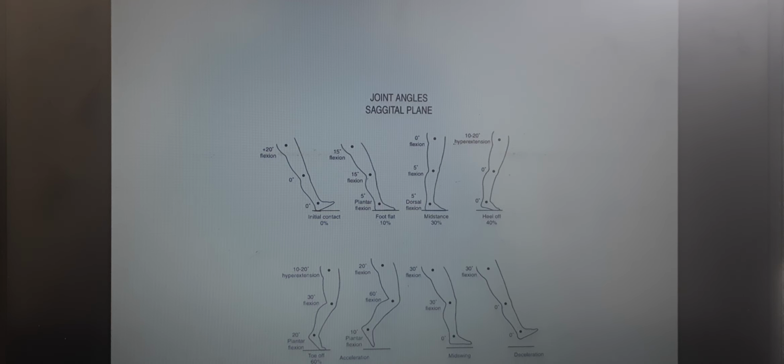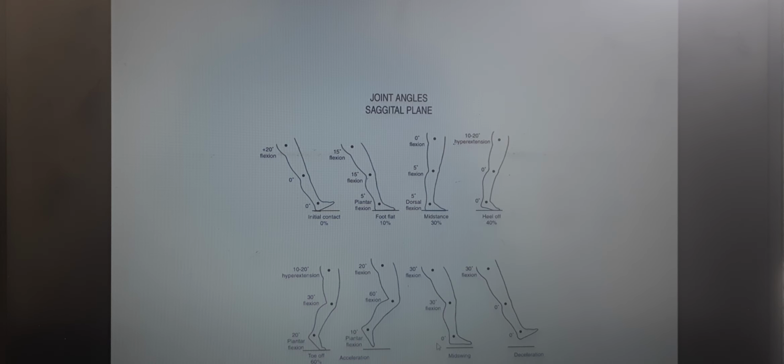During the acceleration phase, the hip joint flexion starts again, at 20 degrees, and there is increased flexion of the knee joint, around 30 to 60 degrees, from the toe off to the acceleration phase, or early phase of the swing phase. And there is decreased plantar flexion, from 20 coming to 10 degrees.